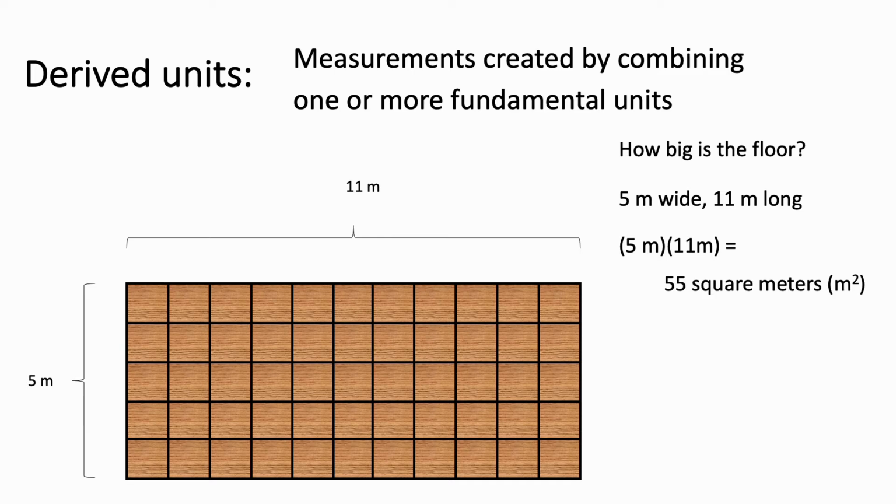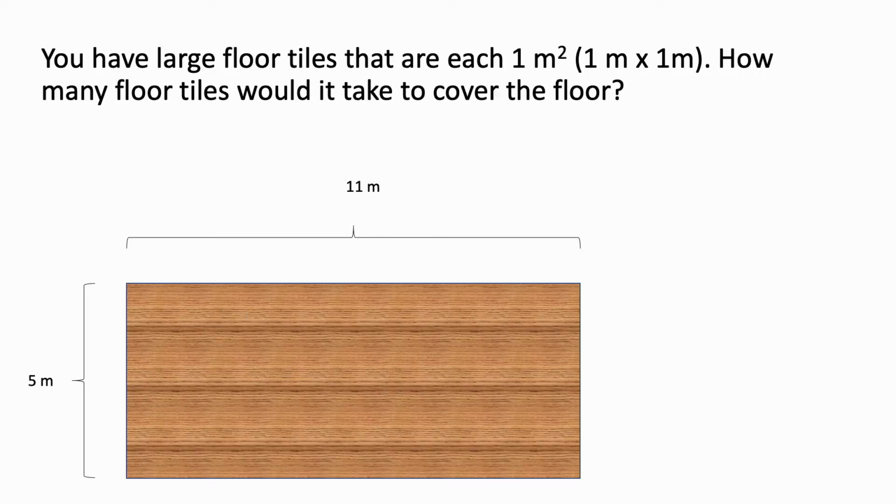Now, what does square meters mean? If you think about the units, you're measuring meters times meters, and meters times meters is meters squared. So that's one way you can think about it. You can think about it from a purely unit perspective. But let's think about this another way.